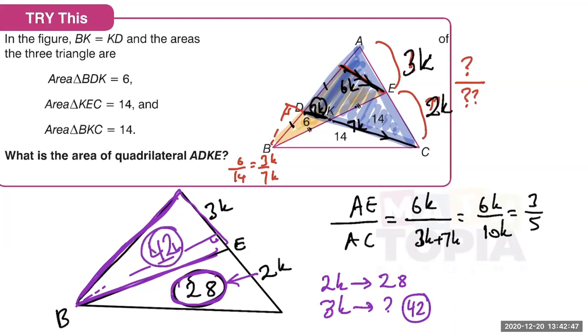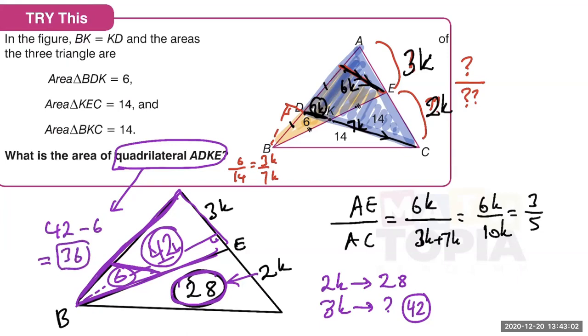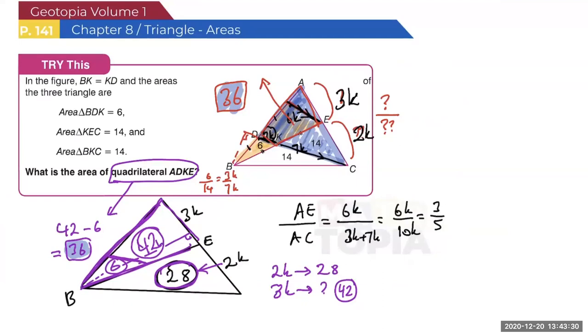So if this is 42, and I can say that this part is 6, then the quadrilateral part becomes 42 minus 6, which is 36. That would be my answer. So again, the quadrilateral area becomes 36 unit squared. So that is the end of the page 141 solution.